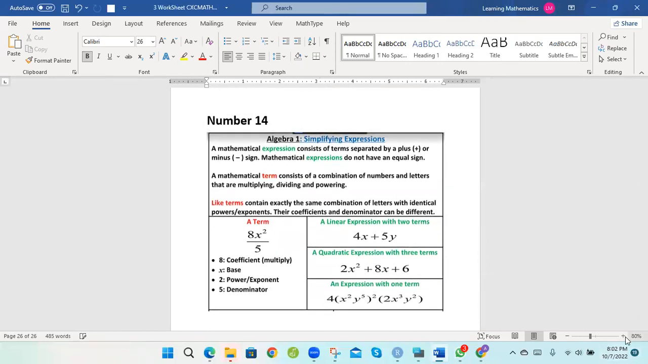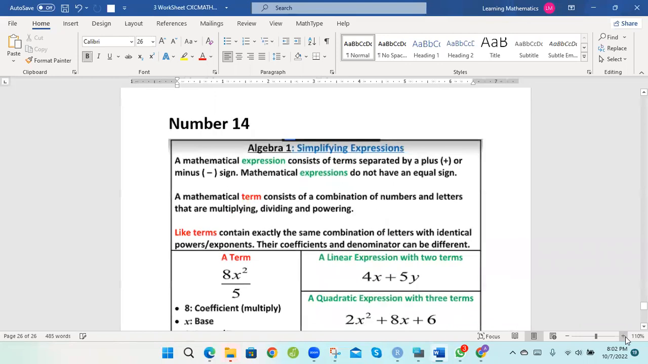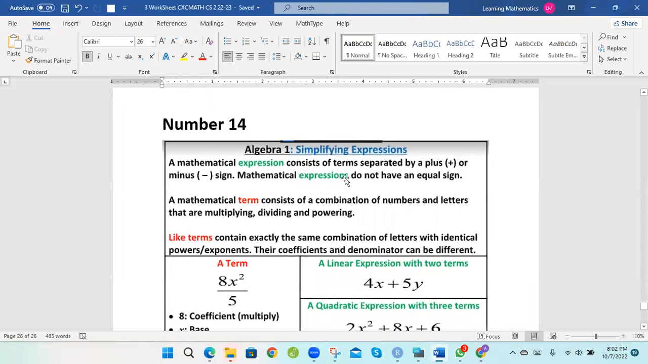Simplifying expressions. A mathematical expression consists of terms separated by a plus or a minus sign. Mathematical expressions do not have an equal sign. Expressions don't have an equal sign. A mathematical term consists of a combination of numbers and letters that are multiplying, dividing and powering. Like terms contain exactly the same combination of letters with identical powers and exponents. The coefficients and denominators can be different.